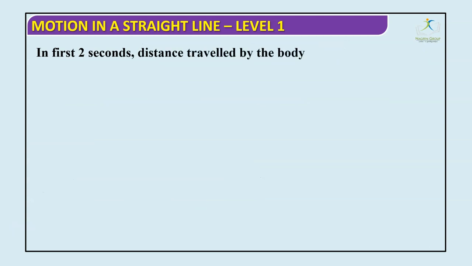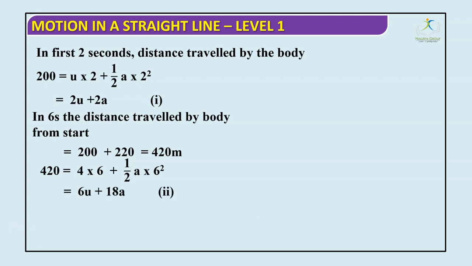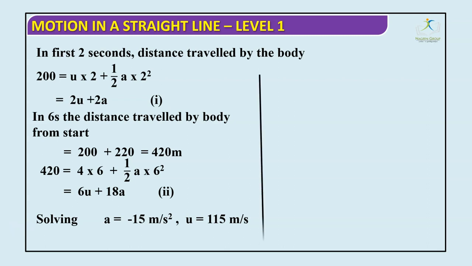In the first 2 seconds, distance traveled by the body, 200 is equals to 2 into u plus half into a into 2 square. So 2u plus 2a. In 6 seconds, the distance traveled by the body from the start, 200 plus 220, which comes 420 meter. So 420 is equals to u into 6 plus half a times 6 square, which is equals to 6u plus 18a. Solving, a is equals to minus 15 meter per second square, u is equals to 115 meter per second.